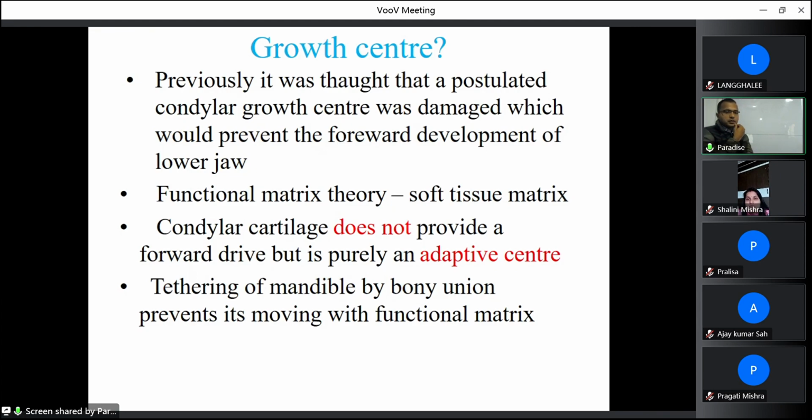After the functional matrix theory, according to soft tissue matrix theory, what they say is that the function determines the form. The form does not determine the function. Okay.